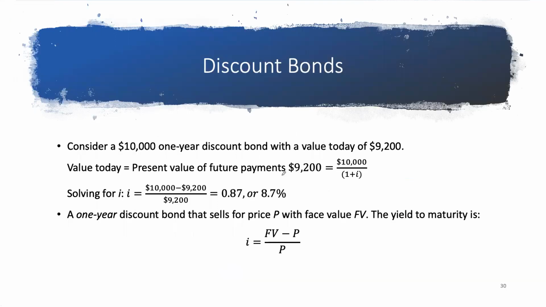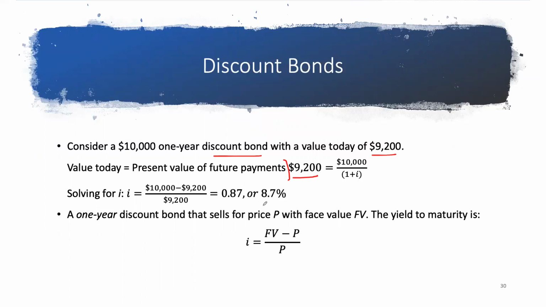For a discount bond, it's a similar story, right? Consider a $10,000, 1 year discount bond with a value of $9,200 today, right? So what is the yield on this bond? So the value of this bond today is the present value of future payments, right? You equate those two things today. So the value of the bond today is $9,200. That's what I receive in the bank account today. In return, I need to make a payment of $10,000 in the future, 1 year from now. So this is the present value of future payments.